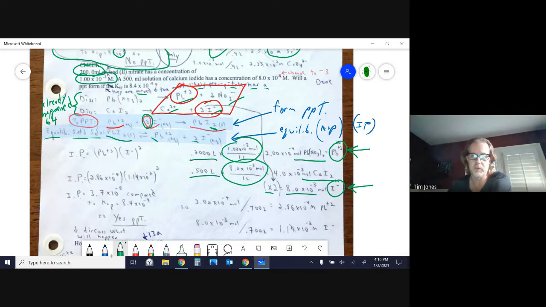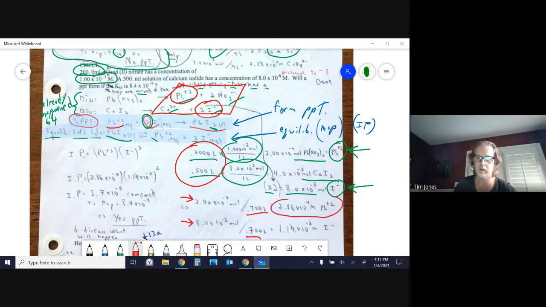So now that we know the moles of lead and the moles of iodide, we need to see what their concentration is. So moles divided by liters, but realize we have added these two together. We took a solution that was 0.2 liters and another solution that was 0.5 liters. So our new total volume is 0.7 liters. So I took the moles of lead here, the moles of iodide here, divide by the new volume, and here are my new molarities. This is the molarity of the lead ion and the molarity of the iodine ion.